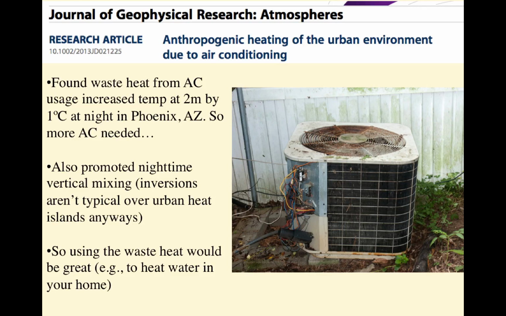So an article in the Journal of Geophysical Research, Atmospheres, calculated the anthropogenic heating of the urban environment due to air conditioning. What they found, and they were specifically looking at Phoenix, Arizona, was that waste heat from air conditioning usage increased temperatures at about 2 meters up by 1 degree Celsius at night in Phoenix. So more AC was needed because now the nighttime air temperatures were higher. Using the waste heat would be great. In other words, to get the extra heat generated outside by this air conditioner, if you could trap it and heat the water in your home, that would be a better usage of that energy.